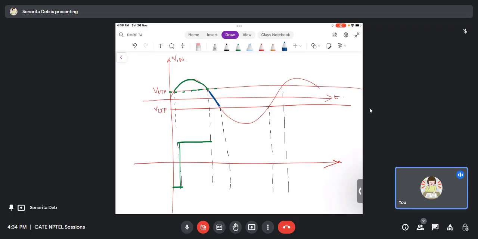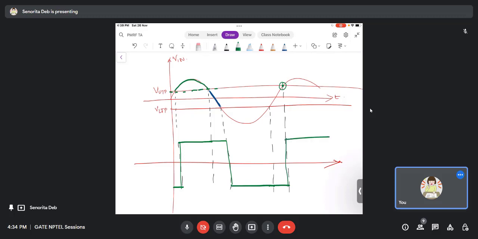Okay, until it comes to LTP, because LTP is the voltage which is actually throwing it to minus VCC. So as soon as it encounters LTP, it goes to minus VCC. And it will continue at minus VCC until it again encounters VUTP, which actually throws it to plus VCC.